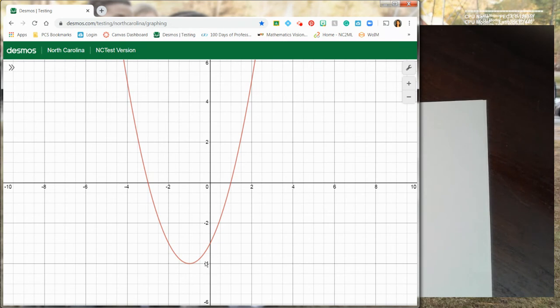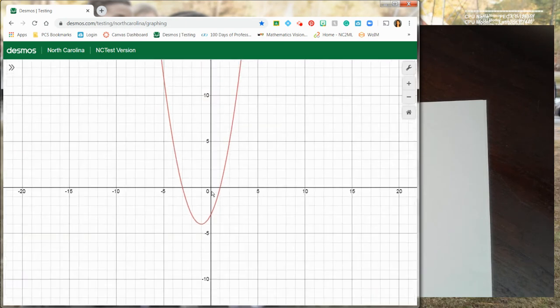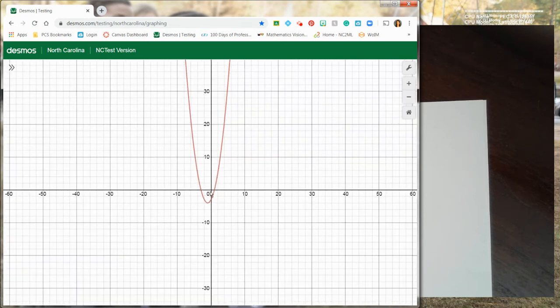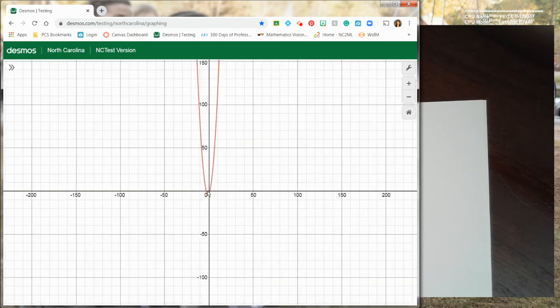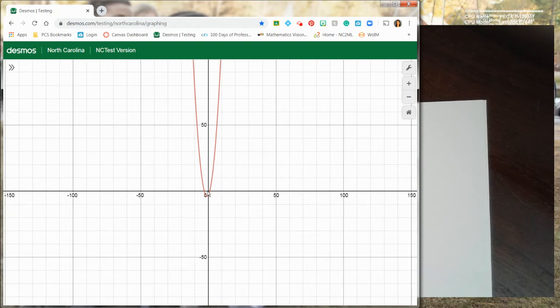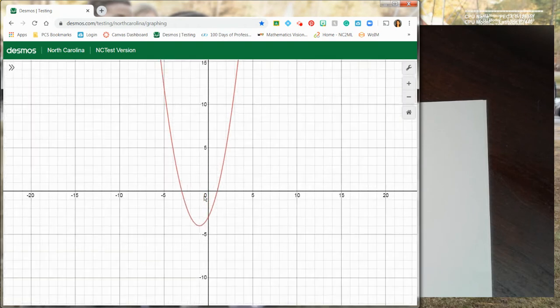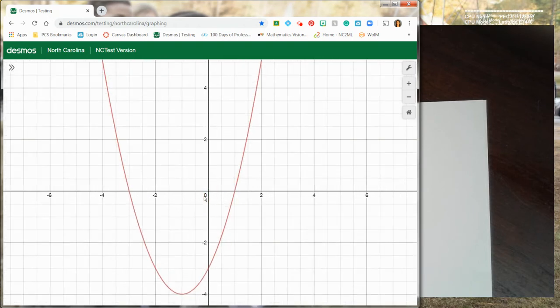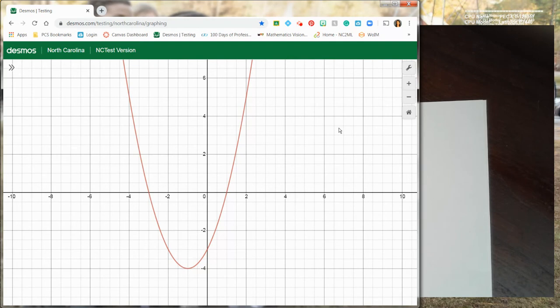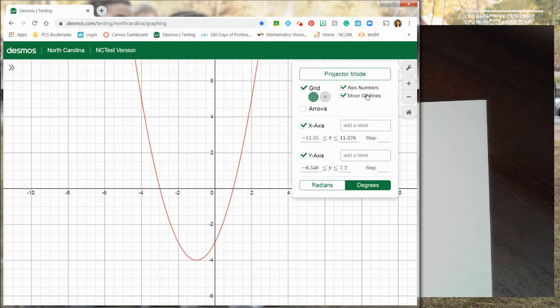This is called a parabola. It's that U shape. It may also look like a hill because it could possibly be upside down. I'm going to zoom out just a little bit so that you can see no matter how far I zoom out, it's still maintaining that U shape. So I'm going to zoom back in so we have a little bit of a better view here.